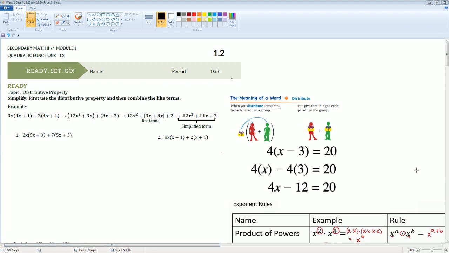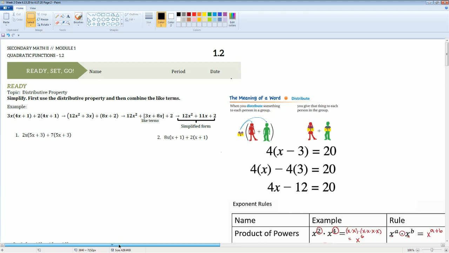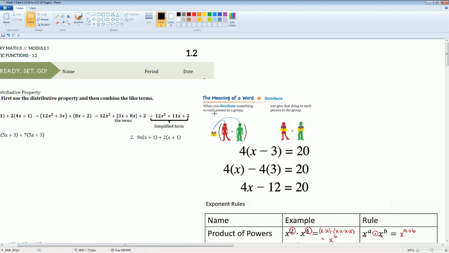Because some of you just don't remember what distributive property means. When you distribute something to each person, you are giving that present to each person inside the parentheses. Do you see how the present is given to the girl and the boy here? So mathematically, what does that mean? The 4 is like the present. The x is like the girl. The -3 is like the boy.